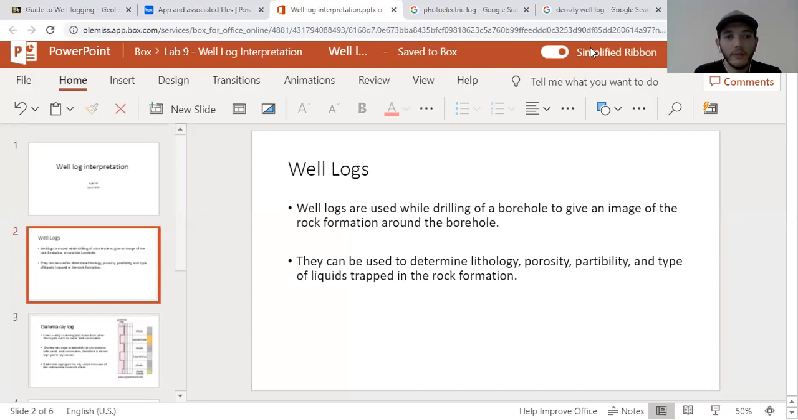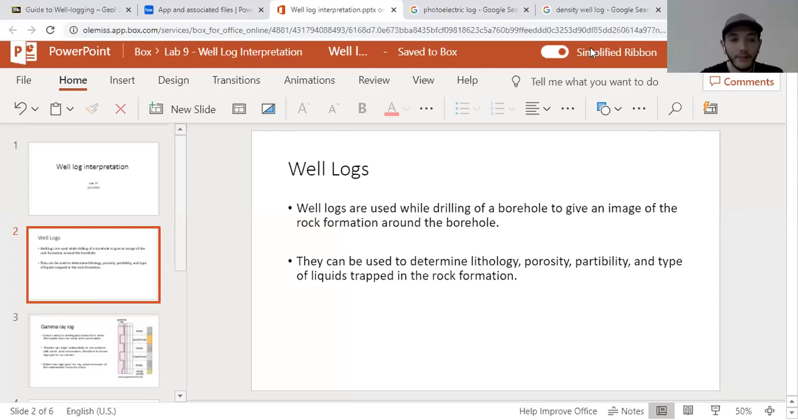In general, well logs are used to give an image of the rock formation while drilling the borehole. So well logs can be used to determine mineralogy, lithology, porosity, permeability, and the type of the liquids trapped in the formation. For example, oil versus water or oil versus gas.